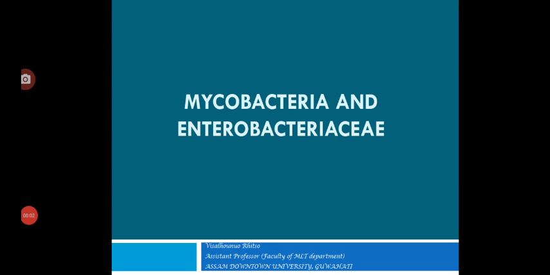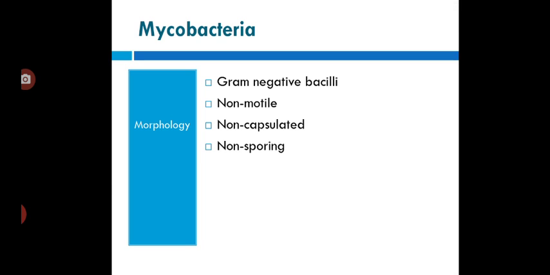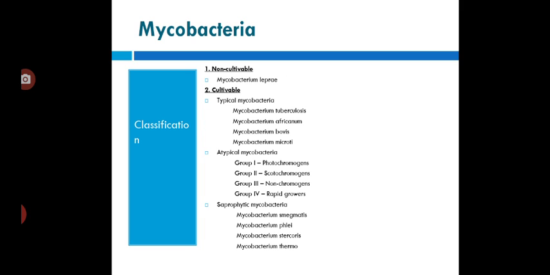Hello everyone, in this video I'll be explaining the topic Enterobacteriaceae and Mycobacteria. Coming first to the Mycobacteria, the morphology includes that they are gram-negative bacilli, non-motile, non-capsulated, and non-sporing. The Mycobacteria are broadly classified into two types, that is, non-cultivable and cultivable.